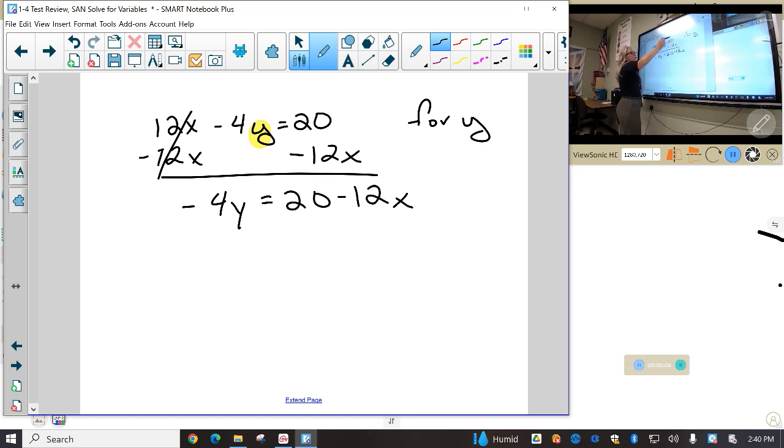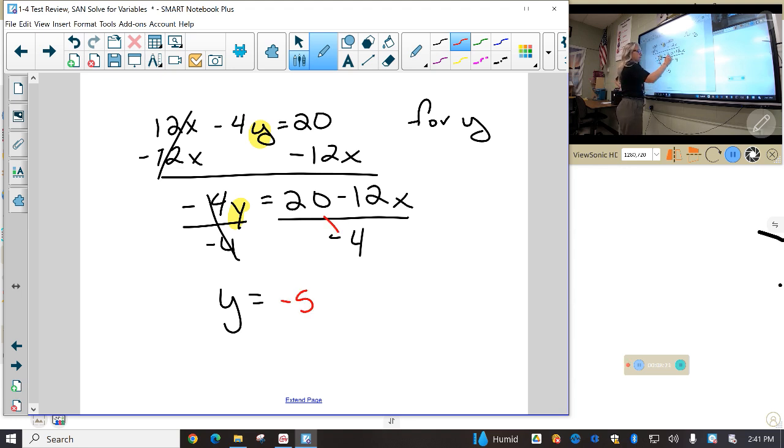And now, still solving for y, how is negative 4 attached? By multiplication. So I'm going to divide both sides by negative 4. So I have y equals, and I'm going to distribute this. So when I distribute this, this becomes 20 divided by negative 4, which is negative 5. And then I have negative 12 divided by negative 4, which is positive 3 with an x.